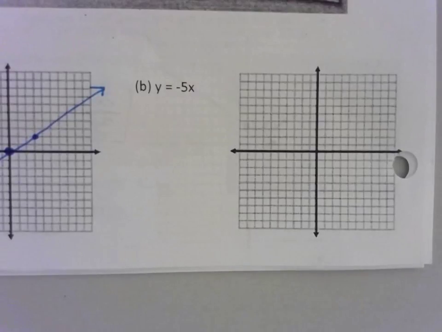Let's go one step further. Is it a direct variation linear equation? No. Okay, what's direct variation? It looks like y equals kx, a number times x. Does this look like y equals a number times x? Yes, so this is a direct variation.